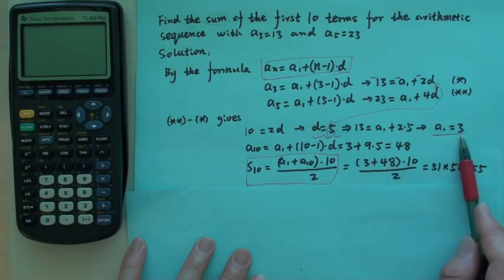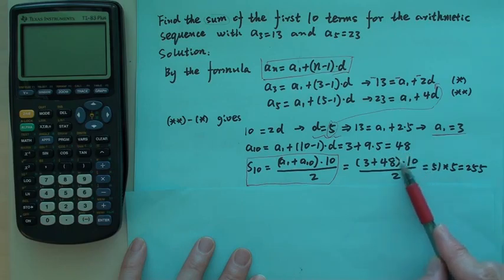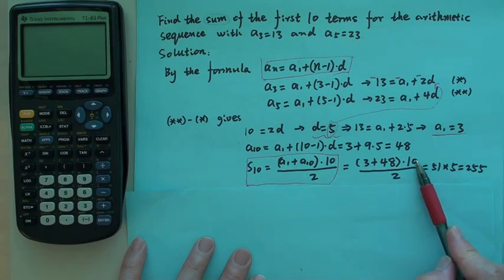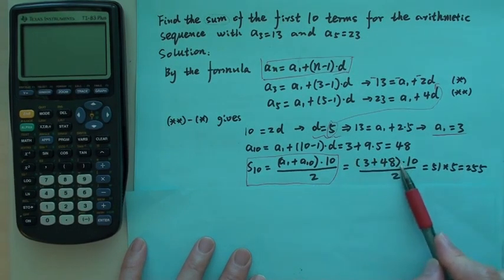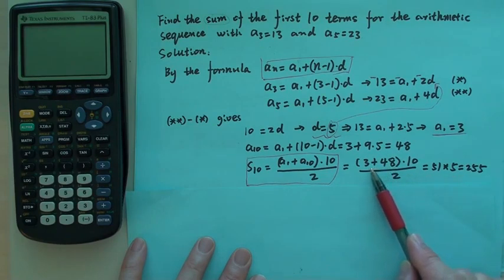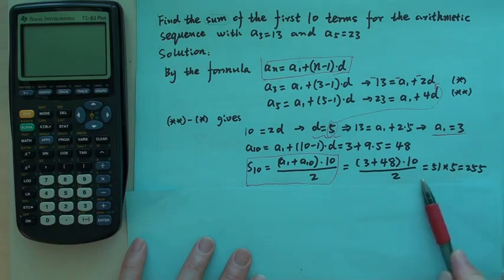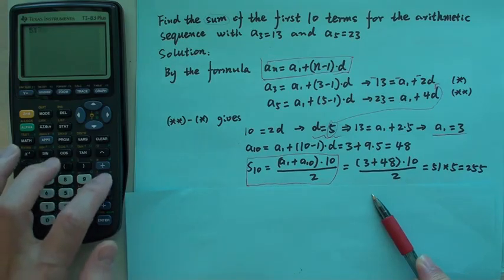So, the first term is 3, plus the last term 48, times the number of terms. There are 10 terms, divided by 2. First term plus last term in parentheses, times the number of terms divided by 2. 10 divided by 2 is 5. 48 plus 3 is 51. You do the multiplication, 51 times 5, and it's 255.